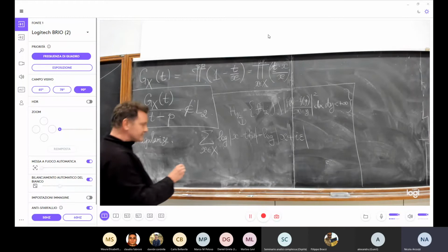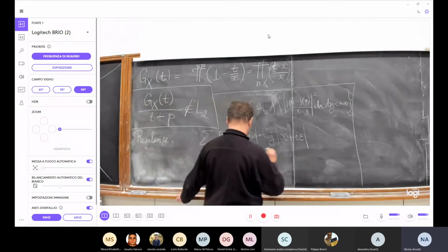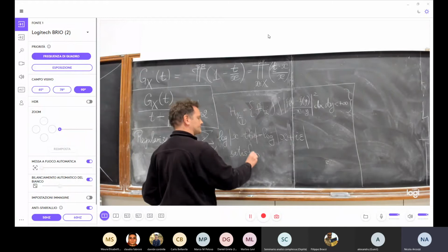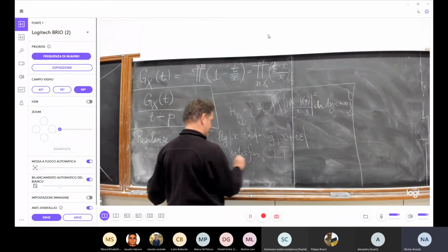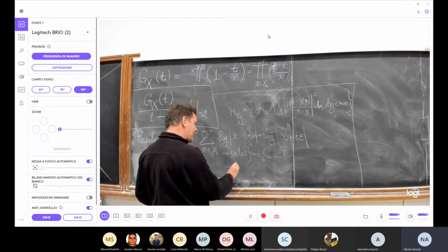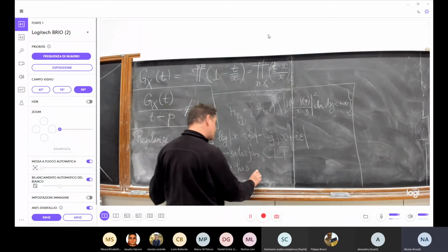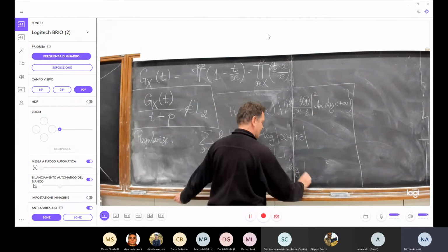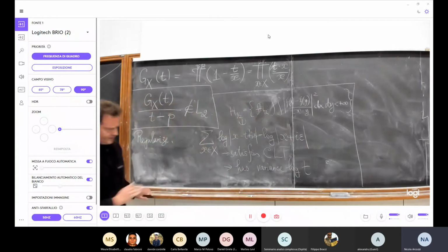And the main point is that this function satisfies the central limit theorem. Satisfies the central limit theorem. Has variance log t. There is some constant depending on epsilon, but let's not think about it right now.